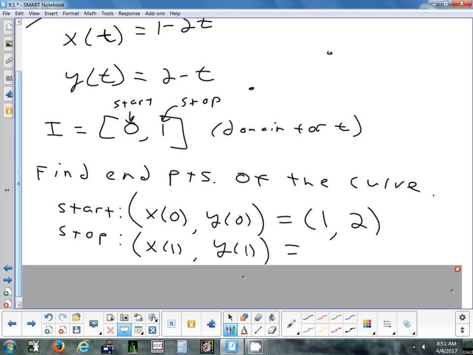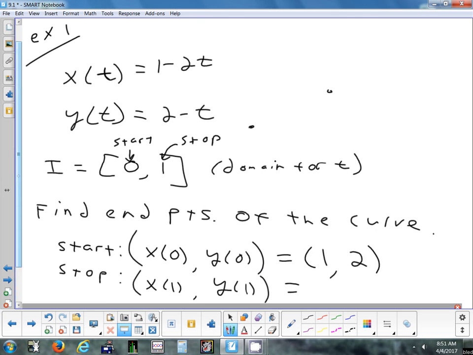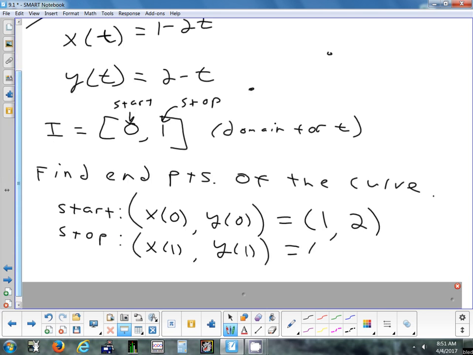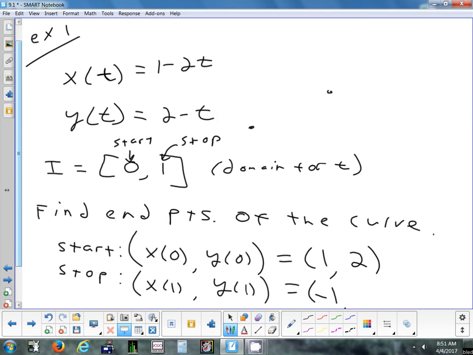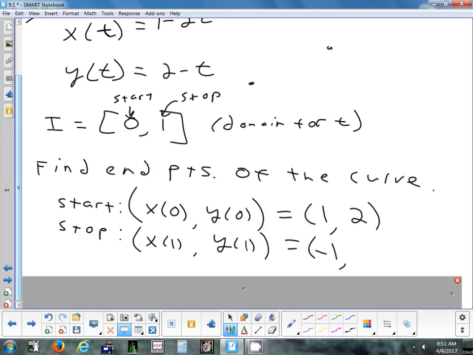And Curtis, what if we plug 1 in for t in the x formula? That would be 1 minus 2 times 1, which would be negative 1. Yep, negative 1. And if we plug 1 in for the y formula, you get 2 minus 1, which is 1. Okay, so there's the start point and stop point of your curve.